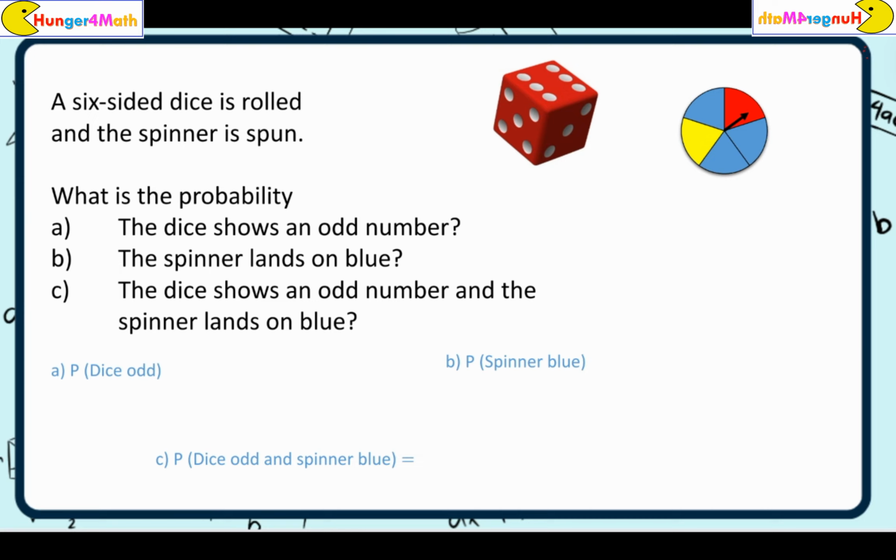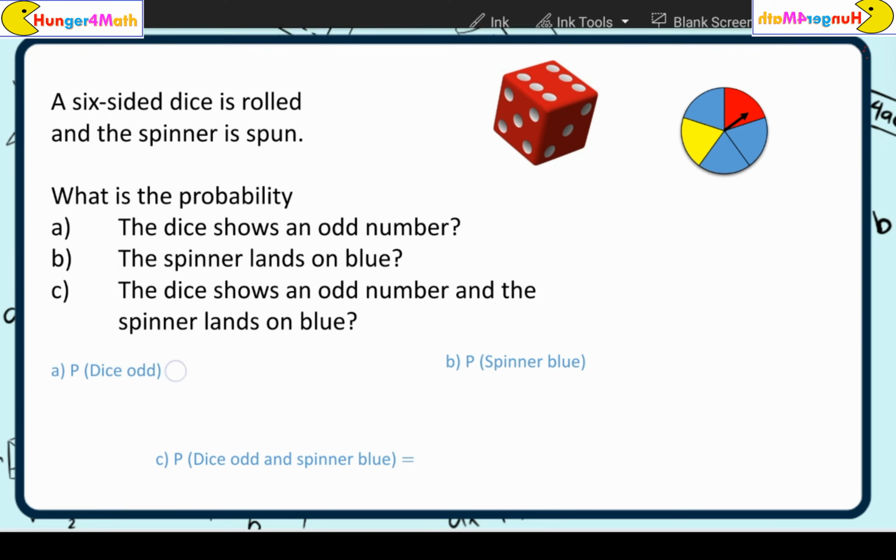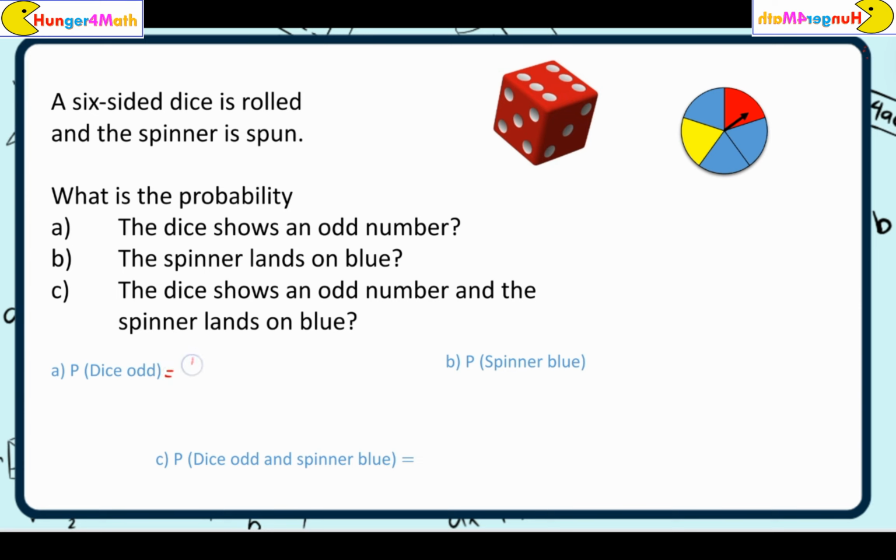For letter A, the probability that the dice shows an odd number is equal to 3/6, since there are 3 odd numbers on the dice, which are 1, 3, and 5, and a total of 6 outcomes. Now we can still simplify this into 1/2. So our answer for letter A is 1/2.